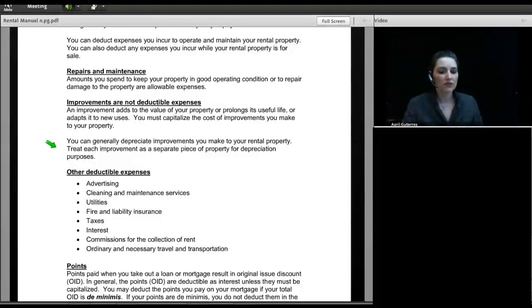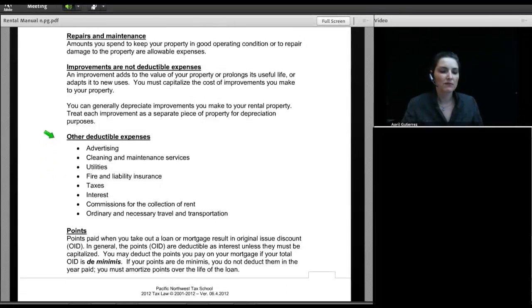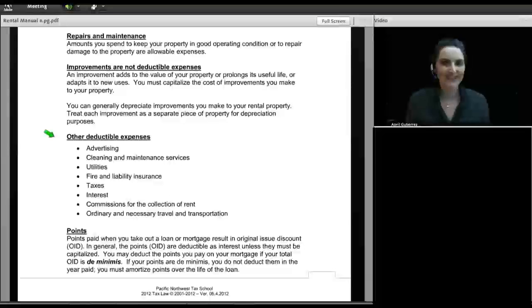You can generally depreciate improvements you make to your rental property, but treat each improvement as a separate piece of property for depreciation purposes. Now, what the IRS means by that is, at the time that you convert real estate, let's say you've got a rental house, a residential rental property, at the time you convert it to rental use, they do not want you to break it down into its component parts and depreciate each separately. That's not what they mean.